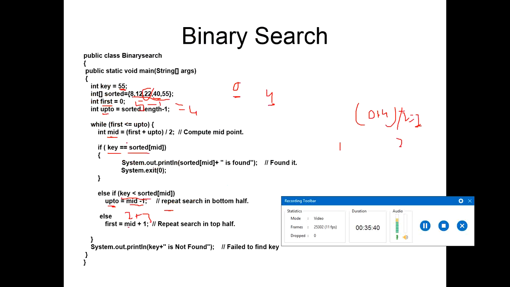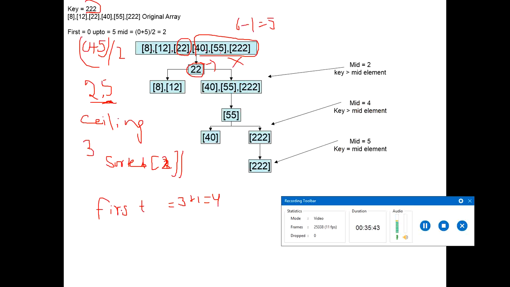So we have to find the same thing, the middle element. Mid will be computed as first plus up to divided by 2. What is my first? 4. Plus what was the value of up to? 5, because number of elements minus 1. 4 plus 5 divided by 2. 5 plus 4 is 9. 9 divided by 2 gives me 4.5. When I take the ceiling, it gives me the position of the fifth element. The fifth element is 55. So now I have this as the middle element, out of these three.